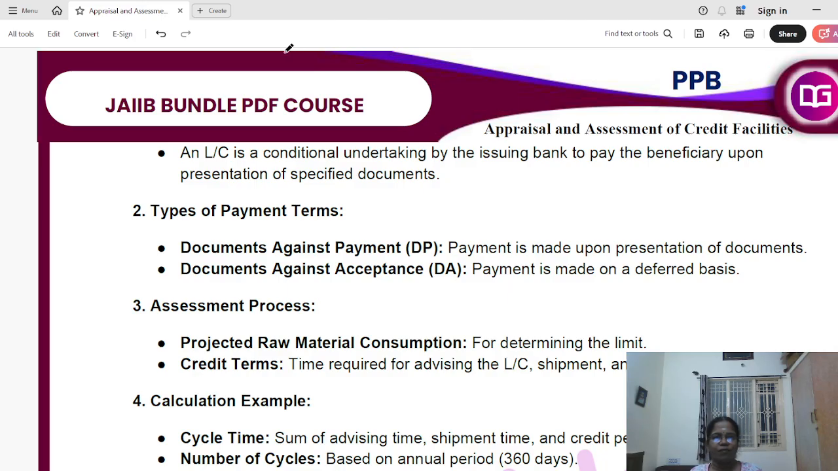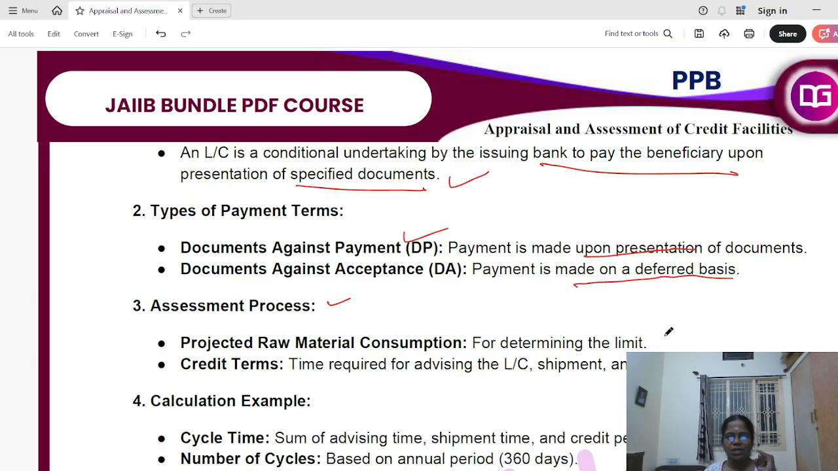The next one is the letter of credit: a conditional undertaking by the issuing bank to pay the beneficiary upon the presentation of specified documents. The issuing bank gives the letter of credit to the beneficiary with the specified documents. Types of payment: documents against payment, where payment is made upon the presentation. When the letter of credit is presented, they make the payment. Against acceptance, payment is made on a deferred basis in the future, saying I accept this.